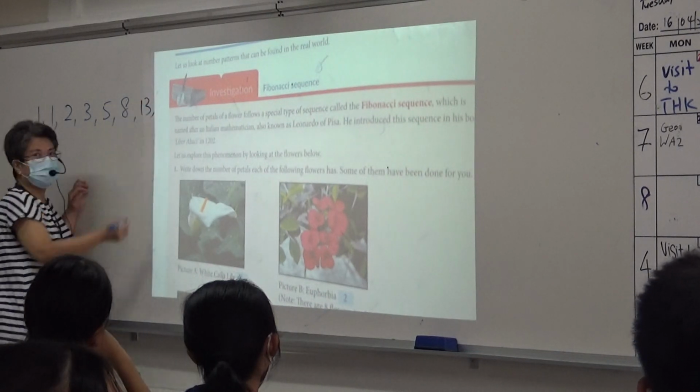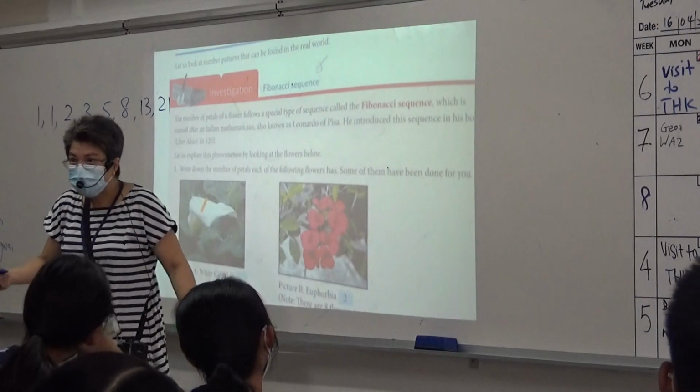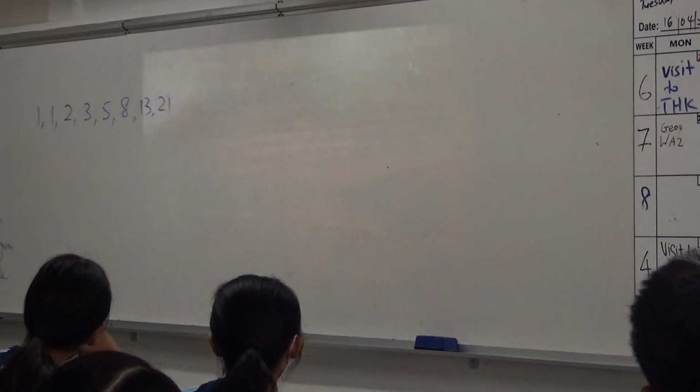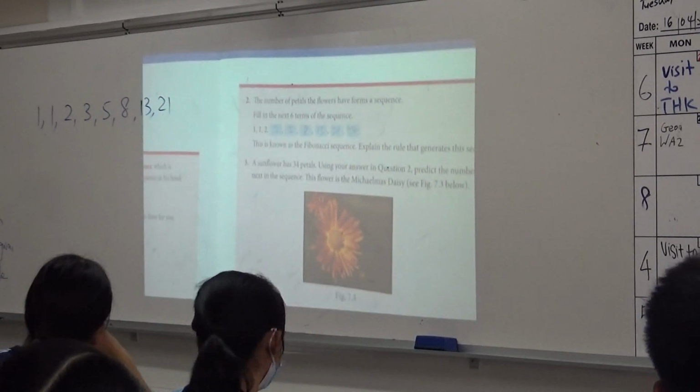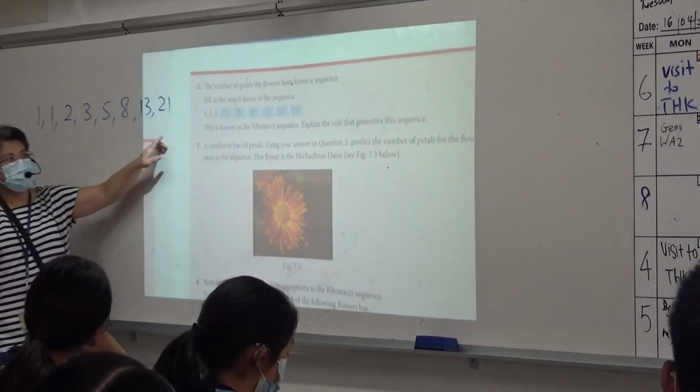8. No. What's the next term? 21. Then it goes up. Fibonacci sequence is to add the previous 2 terms. Understand? If you turn to page 193, can you see this? So can you fill it in for me?